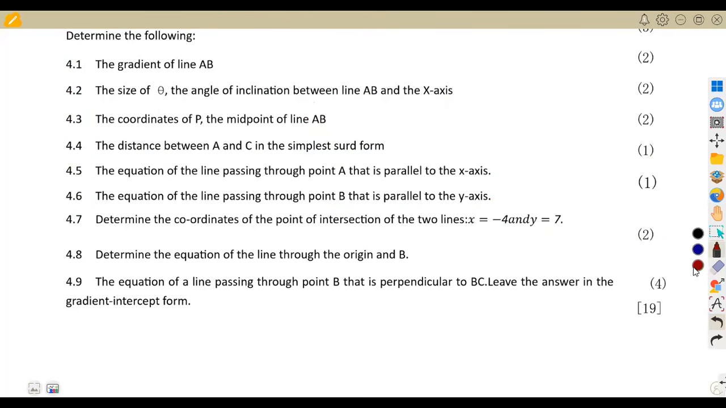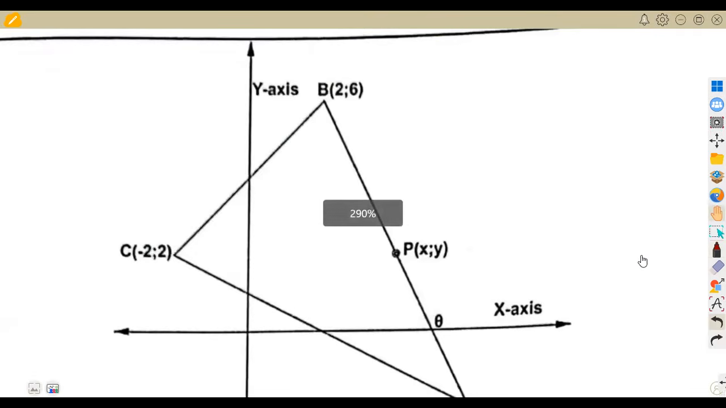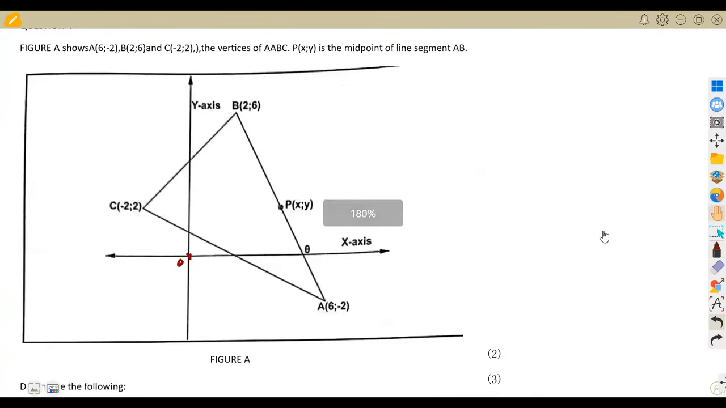Then 4.8, they are saying determine the equation of the line through the origin and B. So it's through the origin and B. It passes through the origin and B. So remember the origin is 0, 0. That's here at 0, 0, okay? So if it passes through the origin and also passes through B, what is going to be the equation, all right? That is our question 4.8.